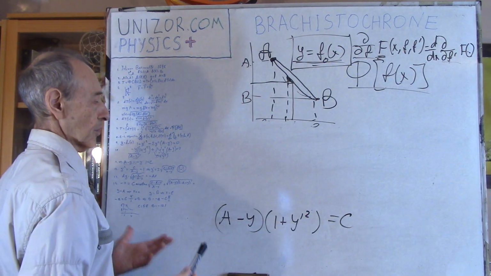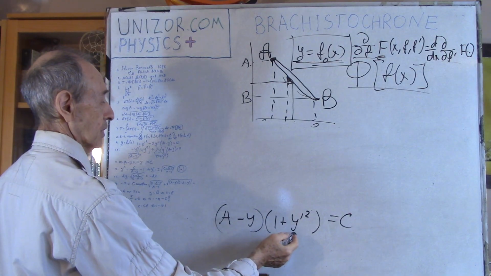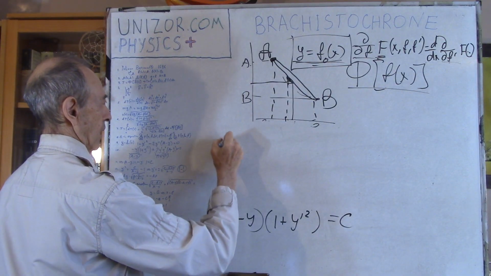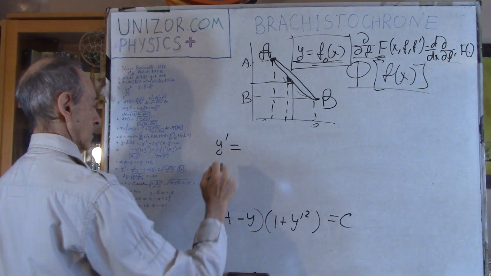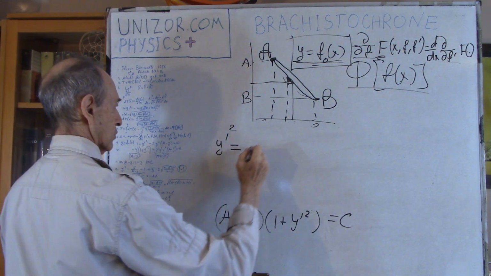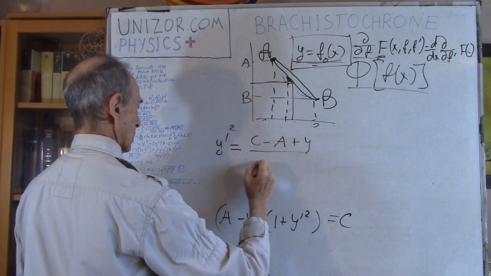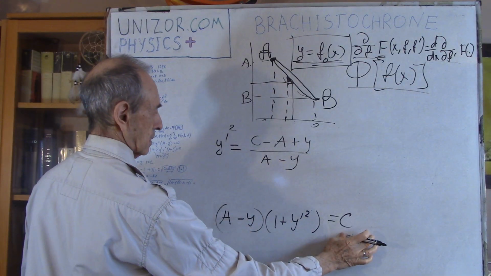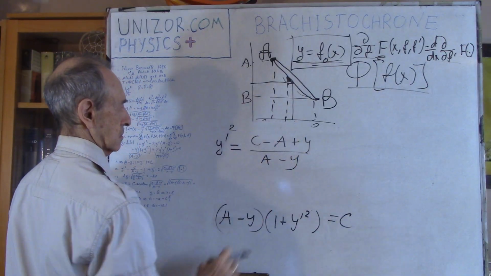Now, how can we solve this equation? Well, actually very simply, because what we do is we just solve it for y prime. y prime squared is equal to c over a minus y, minus 1. Right? C divided by a minus y, minus 1 will give you this.